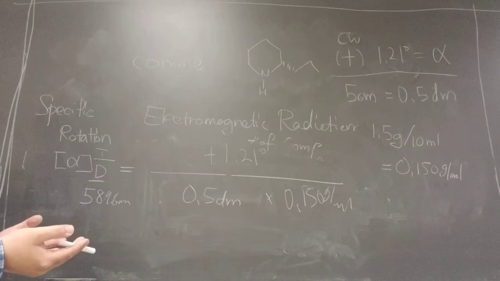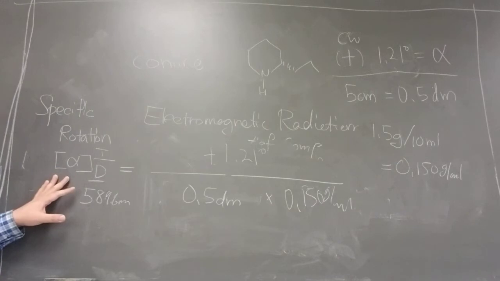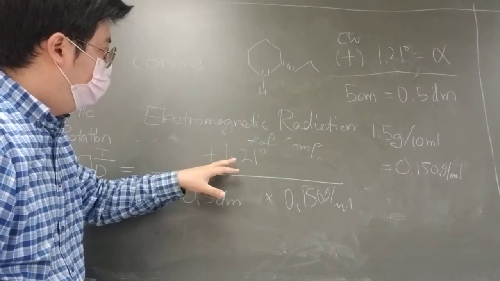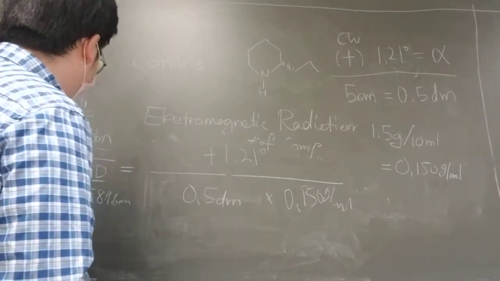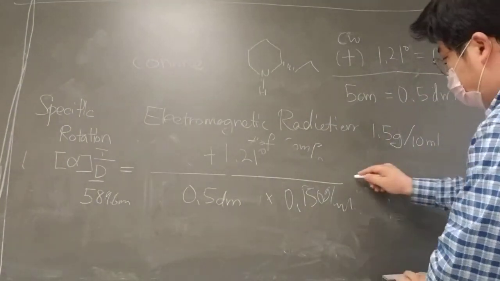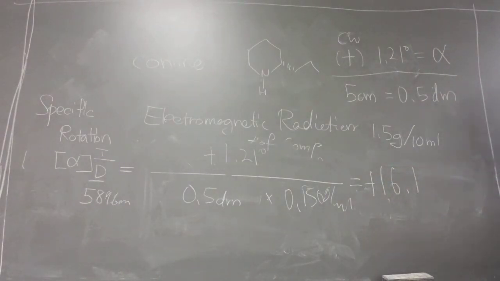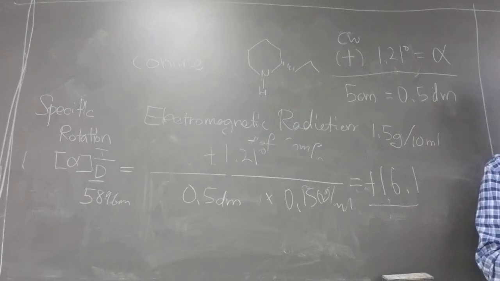It's just several calculations. It gives you the number for the specific rotation for your compound. So here it will be 1.2 divided by the multiplication of these two. So it will be approximately plus 60.1. Okay, so that's it. This is pretty much everything. So if it's plus, now you can say this is going to be dextrorotatory, or dextro, right?